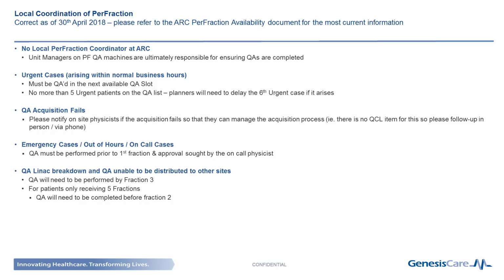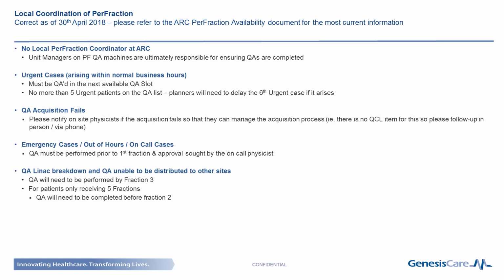Urgent cases occurring within normal business hours must be QA'd in the next available QA slot. In regard to urgent cases, no more than 5 urgent cases are to be placed on the QA list. Planners will need to delay the 6th urgent case if it arises.